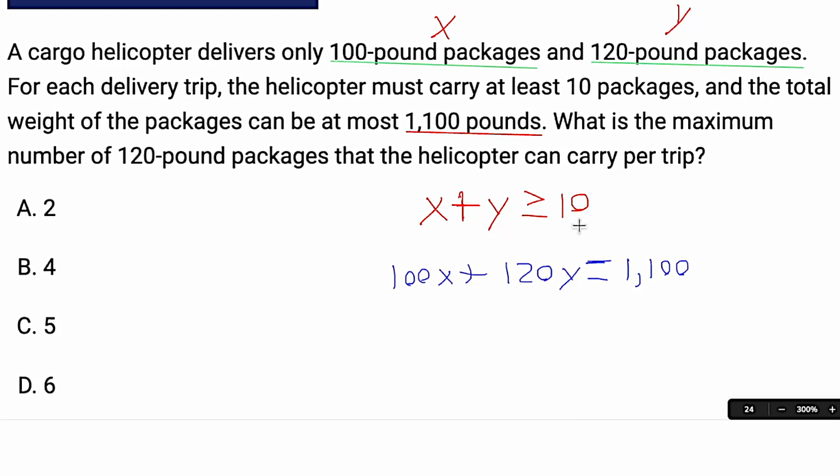Let me show you what I mean. If we rewrote this, if we moved the y over and subtract y, let me change colors actually. So we subtract y and change this to x is greater than or equal to 10 minus y. So we want to minimize x, right? We want to minimize x. That means we should change this to equals, because we don't want x to be any bigger than this answer. We want x to be as small as possible. So x equals 10 minus y.